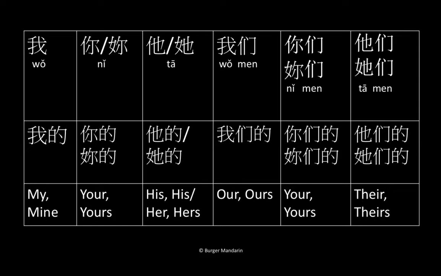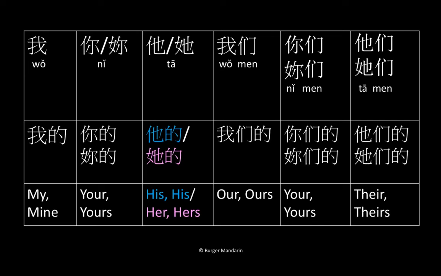我们 becomes 我们的, which means our or ours. 你们 becomes 你们的, which means your or yours. 他们 becomes 他们的, which means their or theirs.